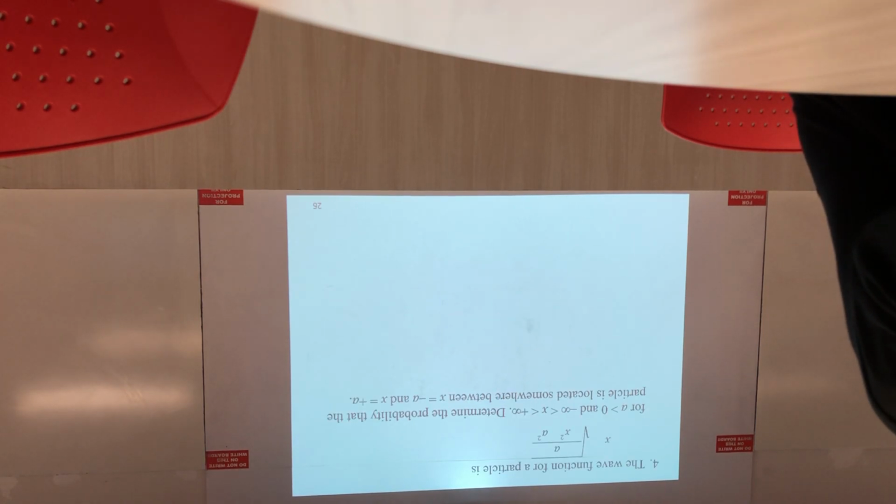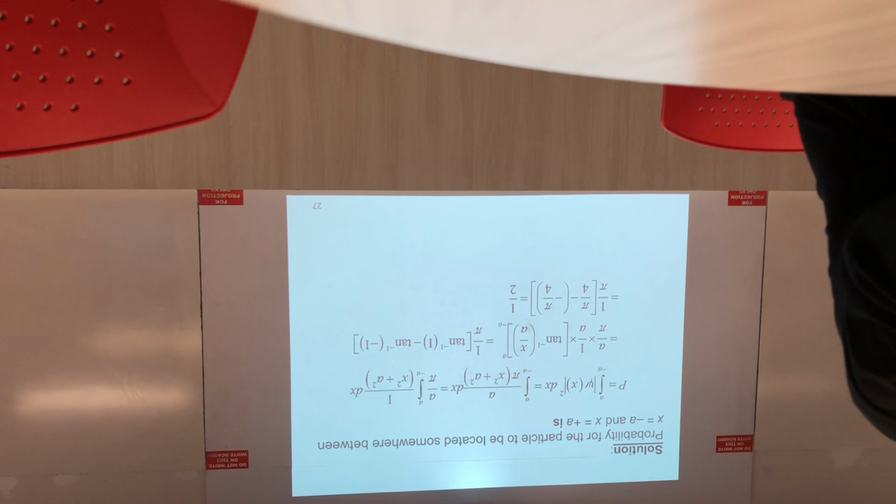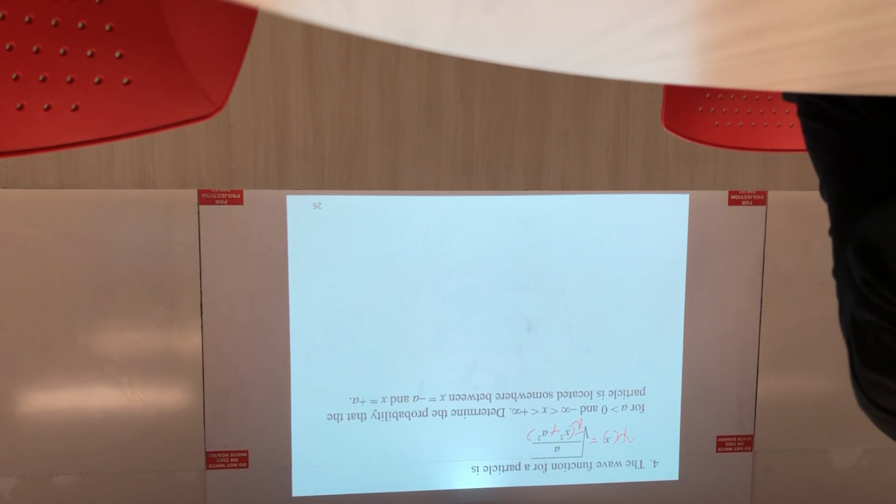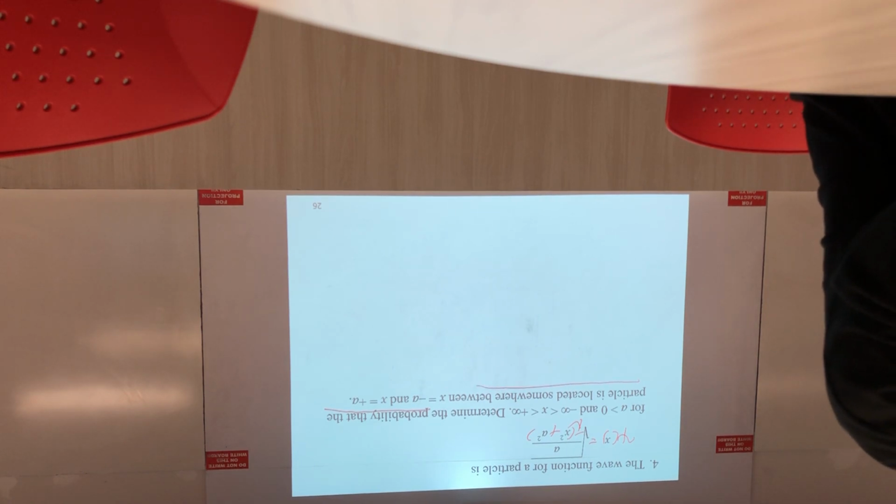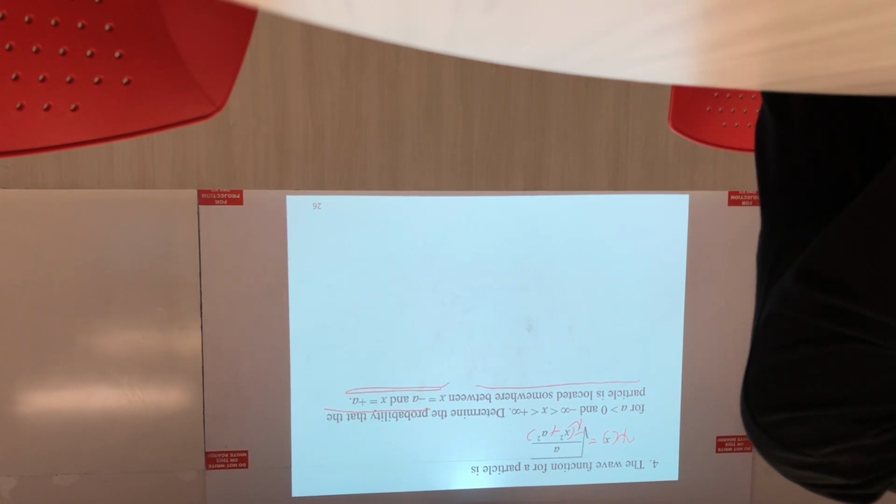So let's move on to the next question. The wave function for a particle is given as shown. This equation is a bit broken. And then we want to find the probability that the particle is located between -a to +a.